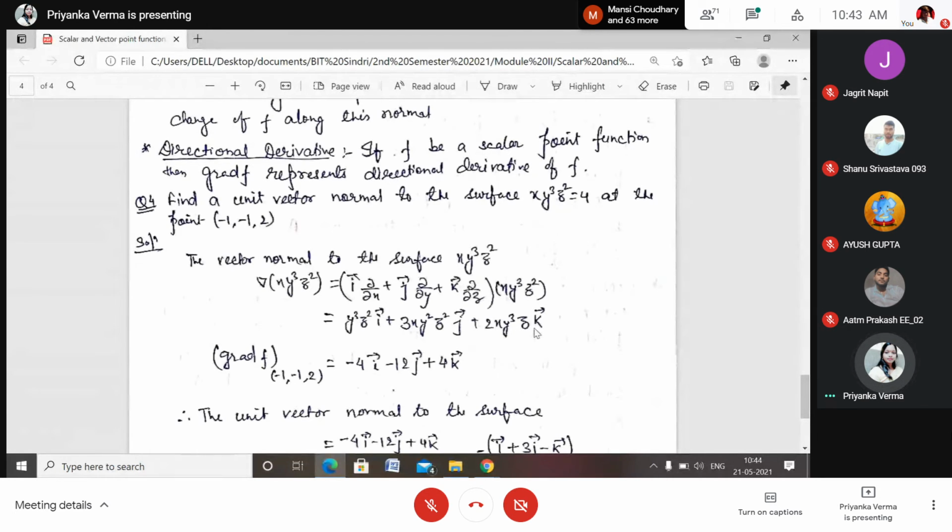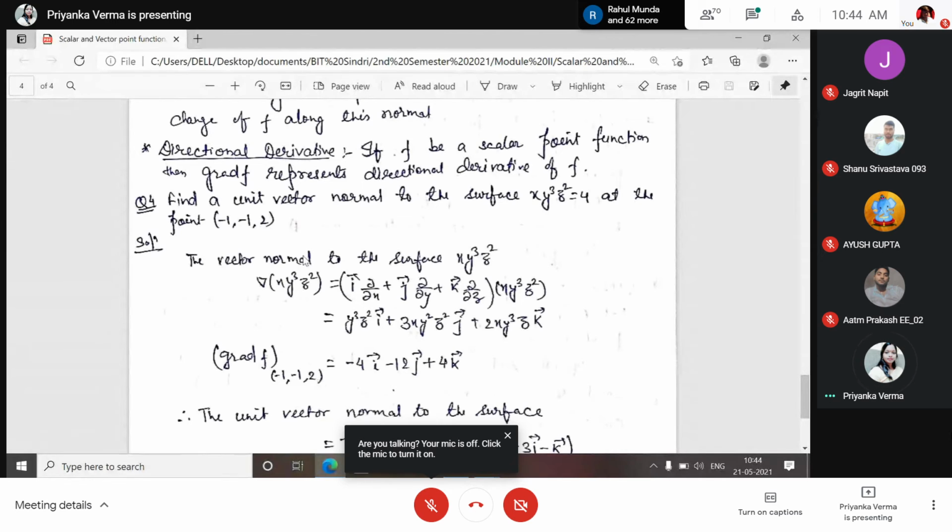Okay, now we have to find the normal at the point (-1, -1, 2). So grad f at (-1, -1, 2) will be, see, if you put the values, on putting y equal to -1, y cube is -1 and z is 2. So -i plus -3 into 1 into 4, that means -12j, plus 2 into 2, that means 4k.